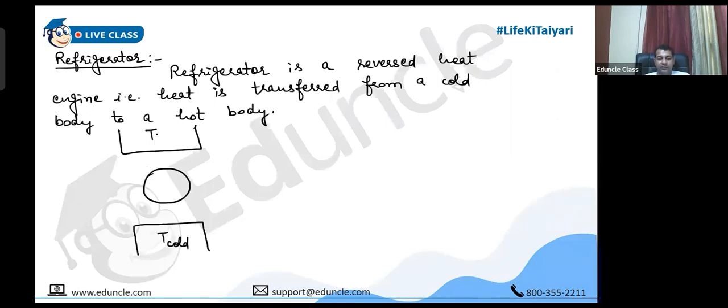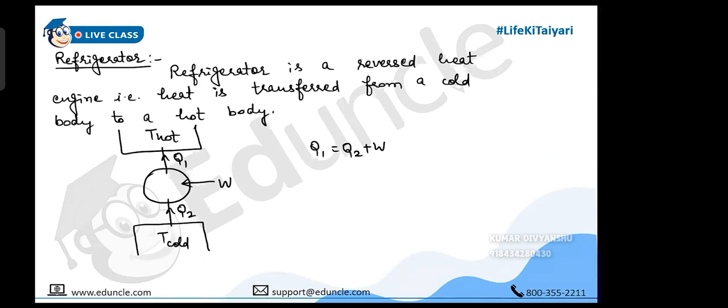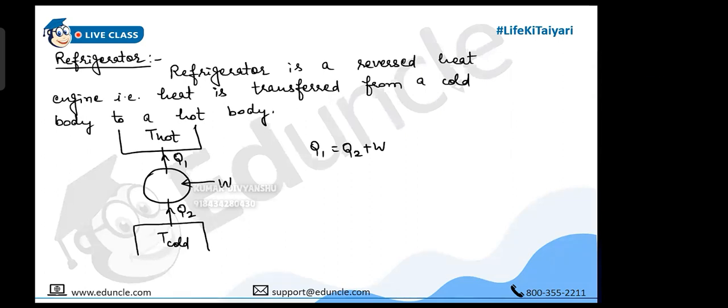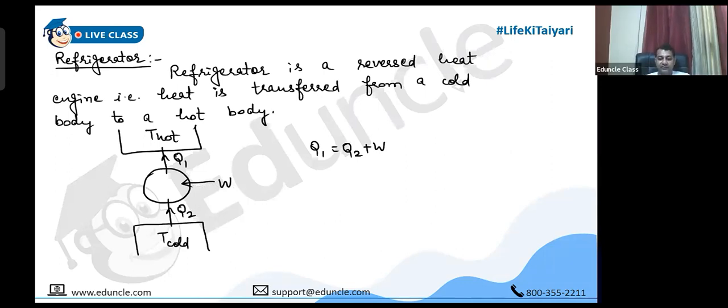This is the cold body. This is the hot body. We are taking some heat Q2 from the cold body, and then the compressor is doing work, and the sum total of them is given to the surroundings. The heat given to the surroundings is greater than the heat taken from the food. In order to extract the heat from the food, work is being done. So the sum total of them will be given as heat to the surroundings.